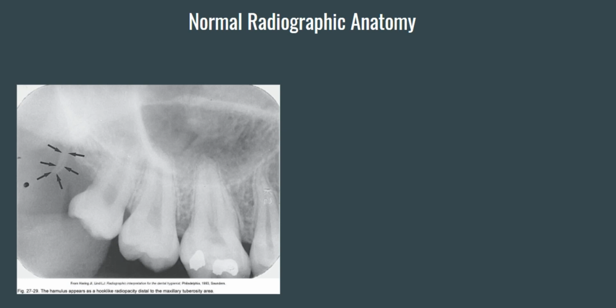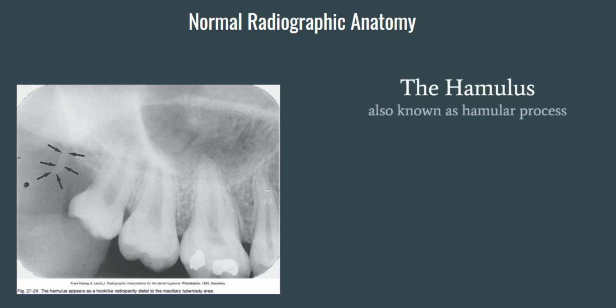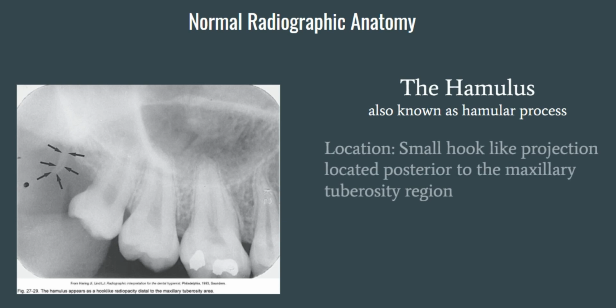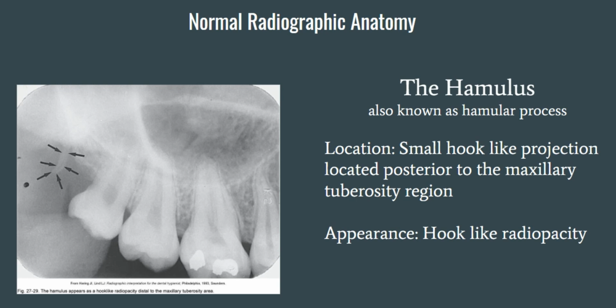And so your hamulus or the hamular process is a small hook-like projection located posterior to the maxillary tuberosity region. And on a radiograph, your hamulus or hamular process is going to be a hook-like radiopacity. And where these arrows are pointing, that I'm circling in the red, that little tiny hook is your hamulus.